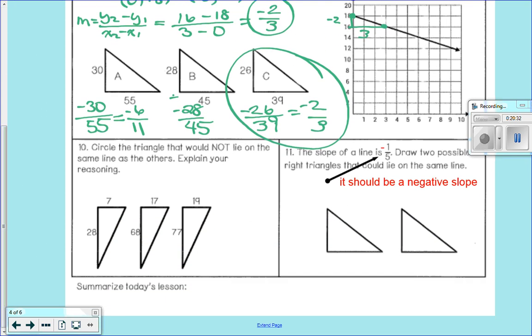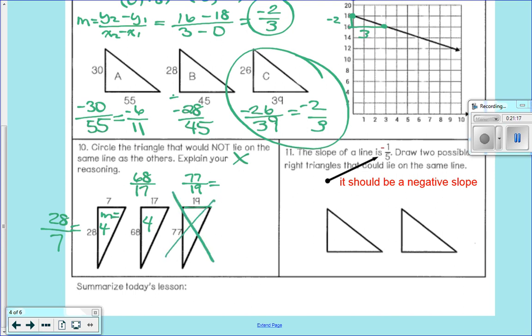Number 10, circle the triangle that would not lie on the same line as the others. Okay, so we are going up 28, or change, they already provided, and that equals what? 4, 68, and the change in our x is 17, and that gives us 4 as well, right? Yeah, and then we have a change in 77 on our y, and our change in x is 19, and that is already simplified, right? It's not 4. All right.